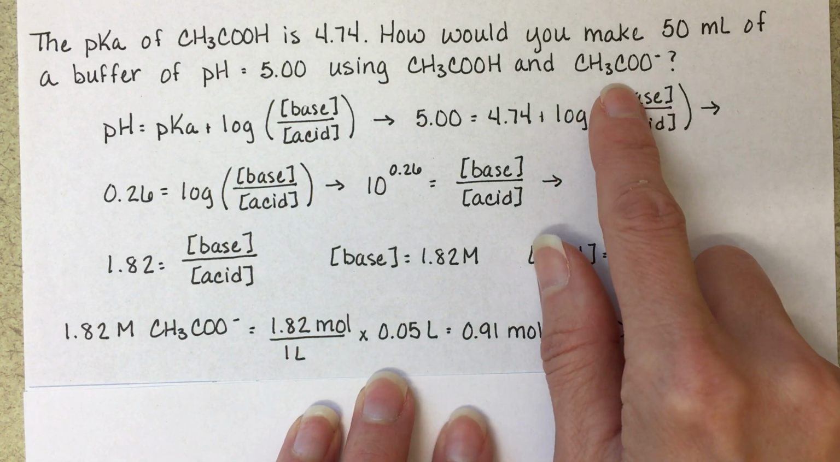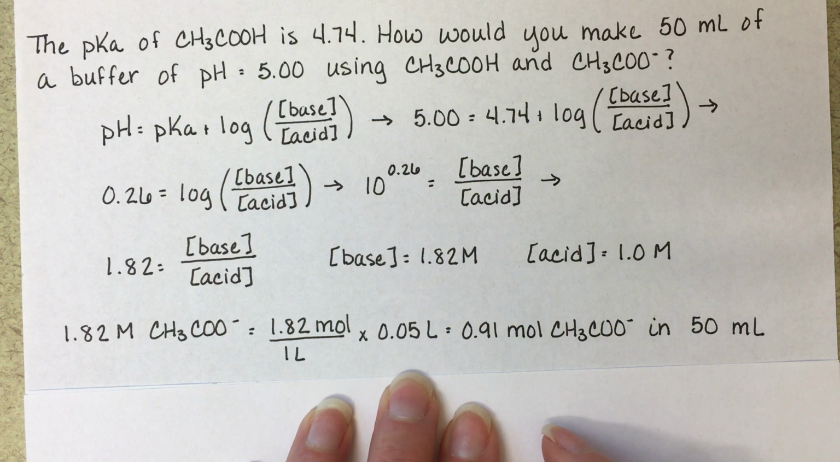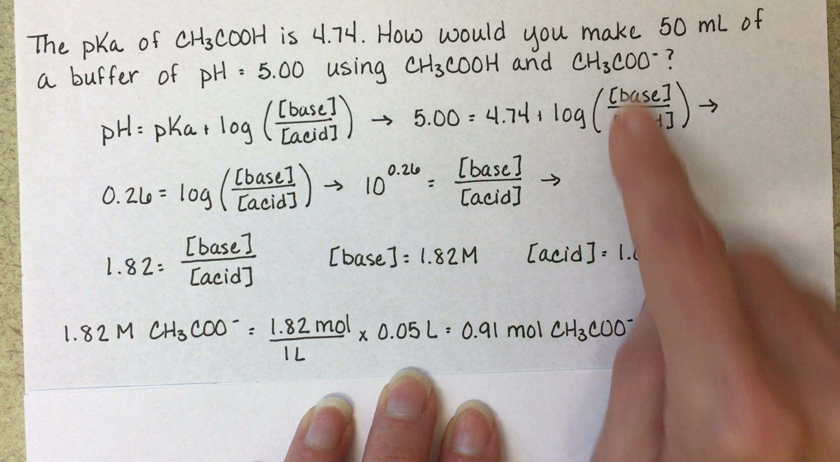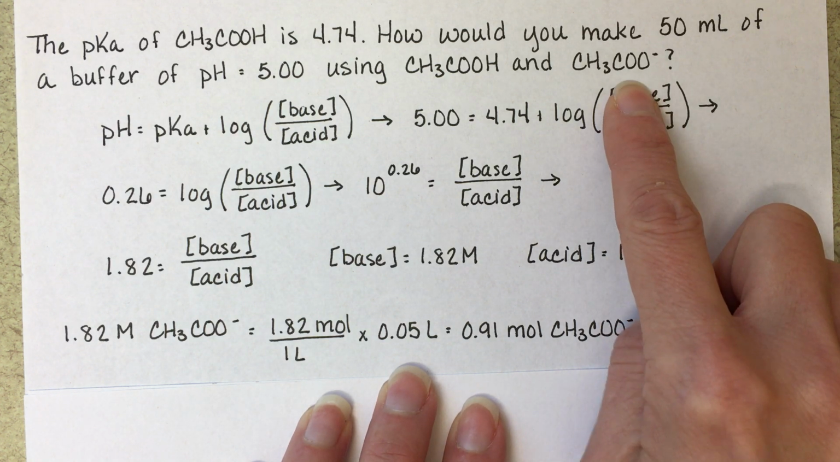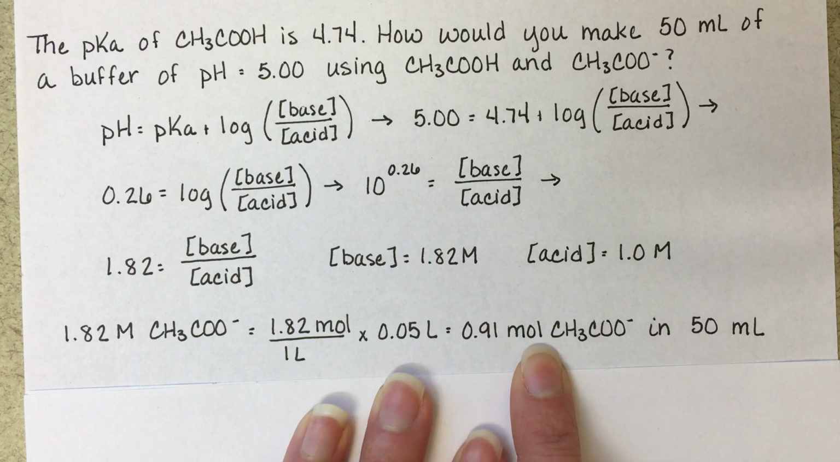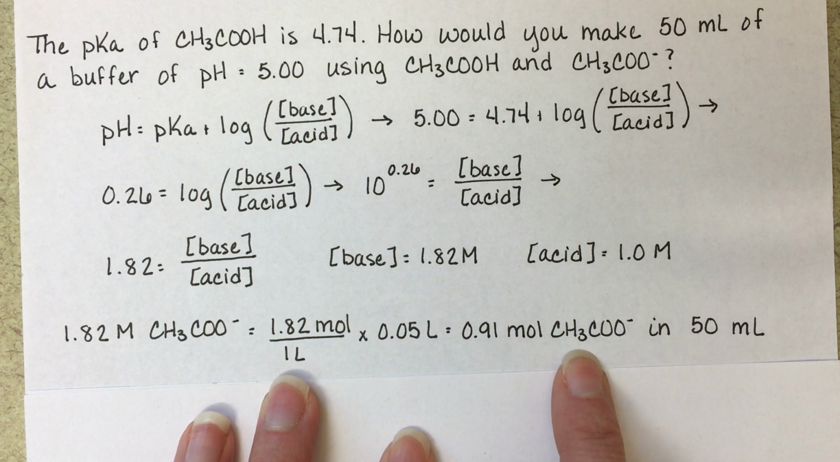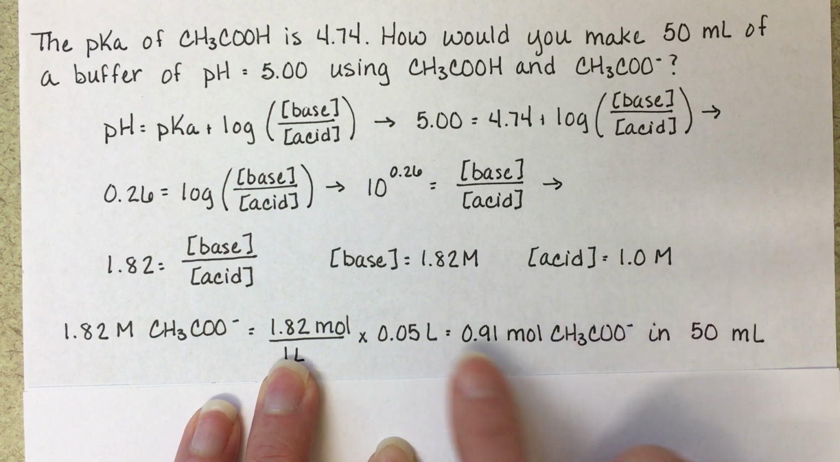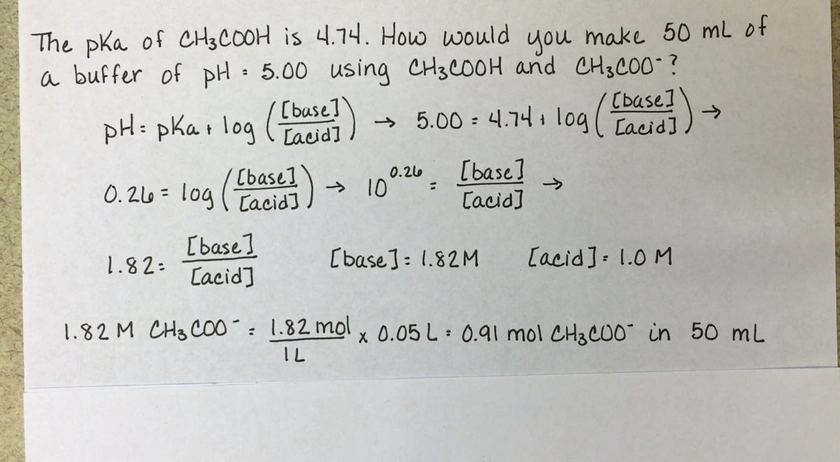Now this is where we have to stop with this problem for the base, because we do not know if our acetate is coming to us as a solid or as a solution. Is it sodium acetate? Is it potassium acetate? We don't know enough about the acetate in order to figure out exactly how we're going to get 0.91 moles of acetate. But this is as far as we can get. When we actually get into the lab and we see what kind of acetate we have, then we can finalize these calculations and figure out exactly how we're going to get 0.91 moles.